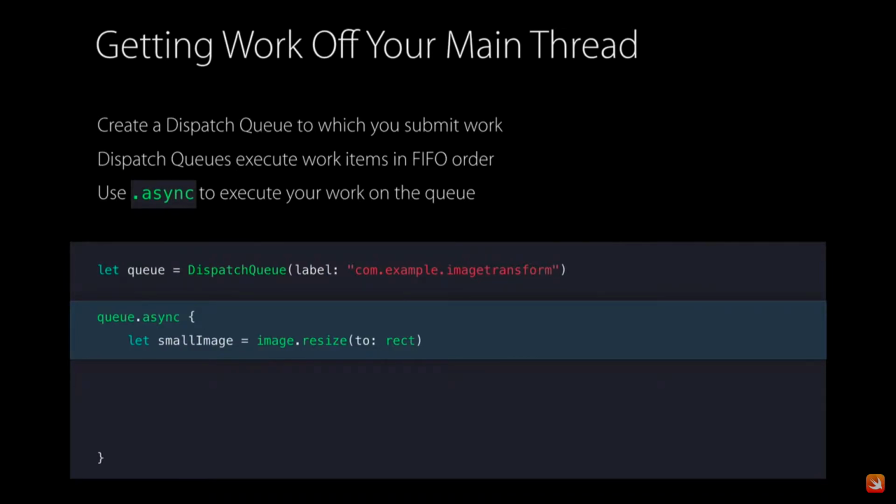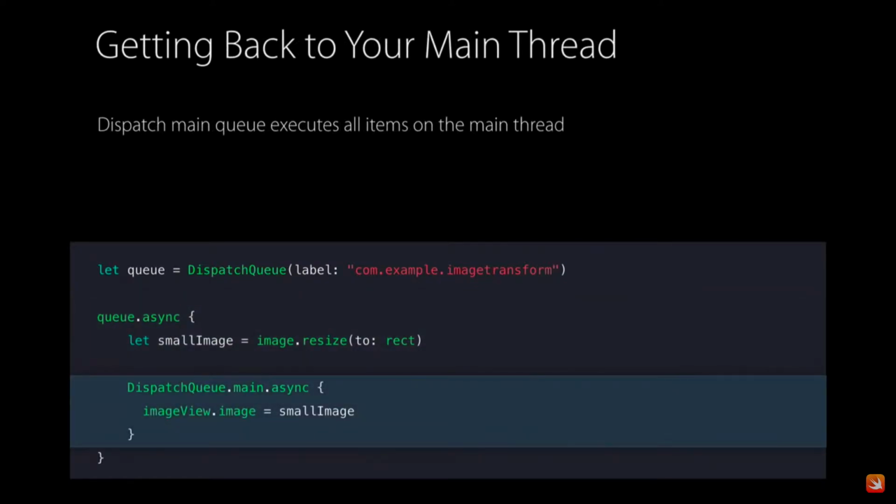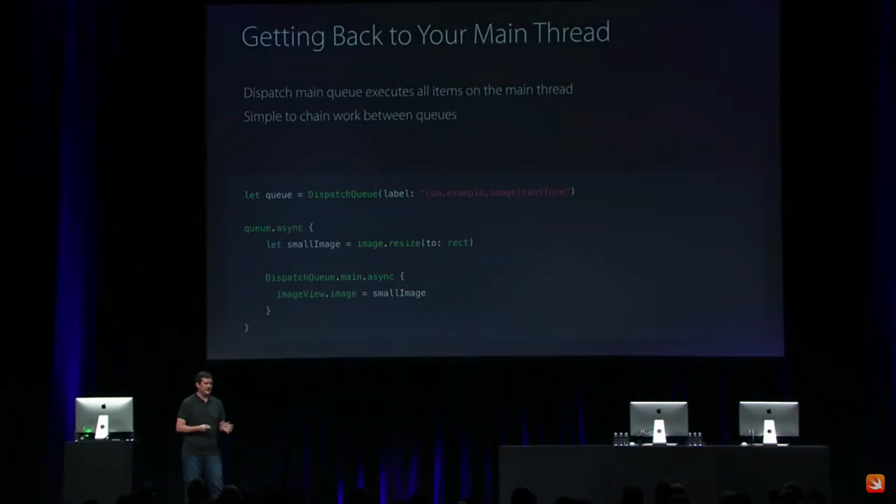So now that we've actually submitted our resize operation to a different queue, how do we get that back to the main thread? That's very simple too. The dispatch main queue services all of the items that you execute on it on the main thread itself. This means you can just call dispatch queue main and then call async on that main queue, and that code will execute and you can update your user interface from there. As you can see, it's very simple to chain work from one queue to another queue and back to your main queue again.